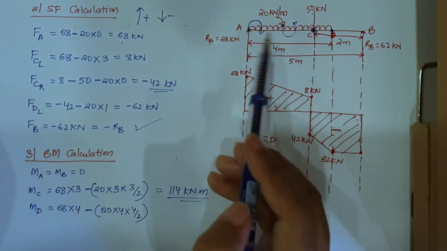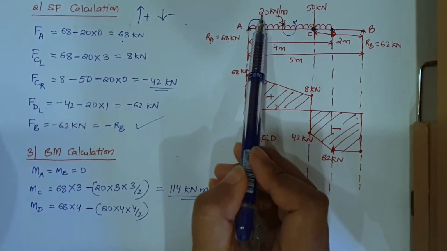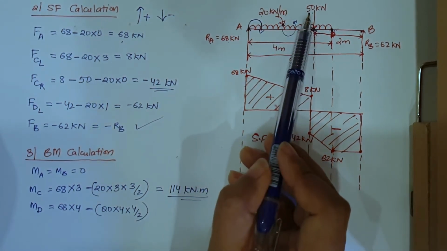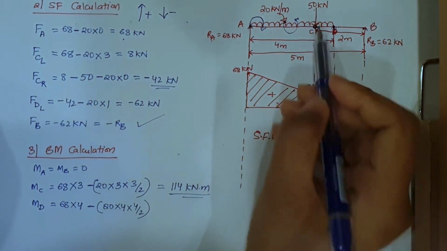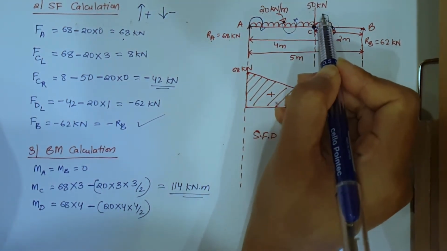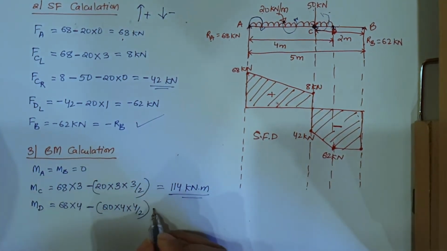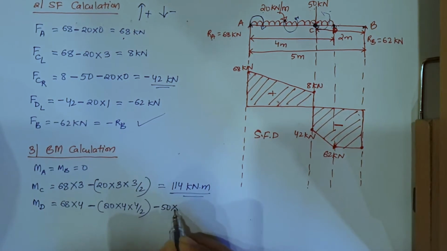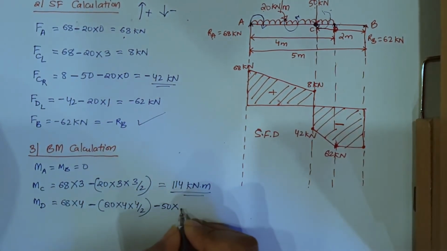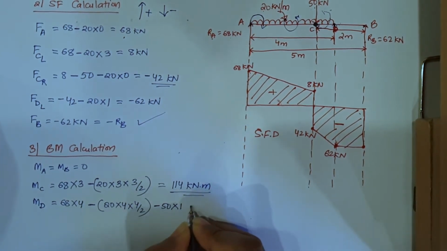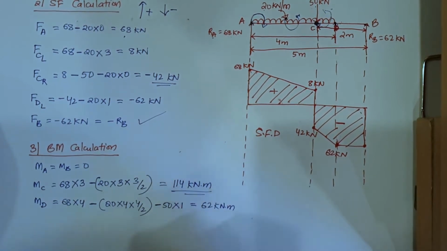Now we have taken this reaction RA and the UDL. Now at point C a point load is acting, and how will this point load go towards D? It will go like this, and which direction is this? Anti-clockwise direction. So I have -50 into, now from C to D how much is the distance? 1 meter. So 50 into 1, it will be coming equal to 62 kilonewton meter.